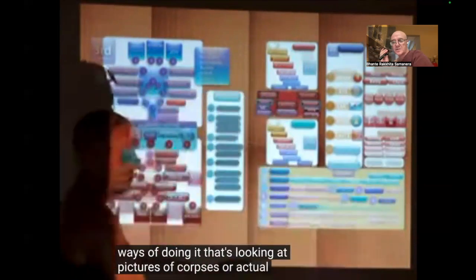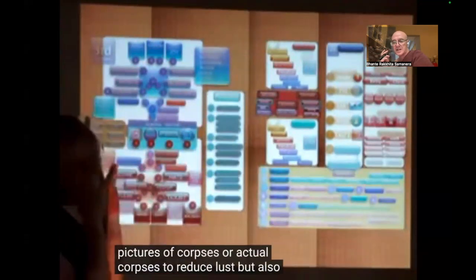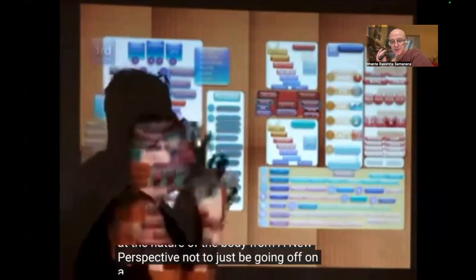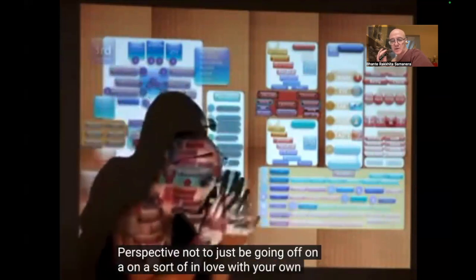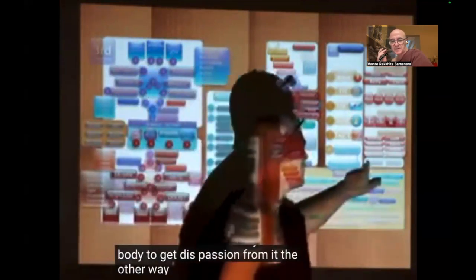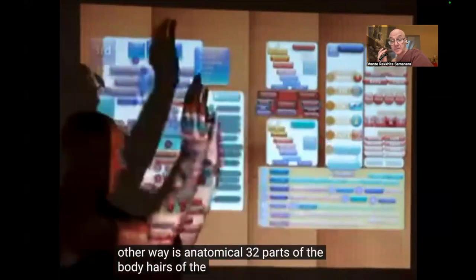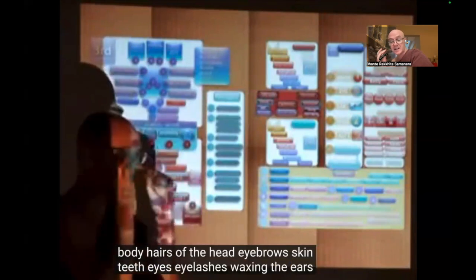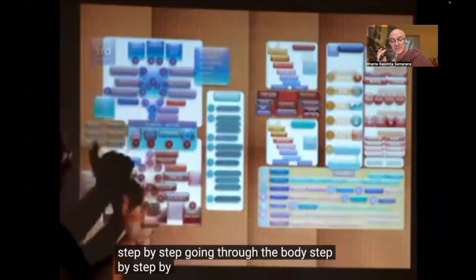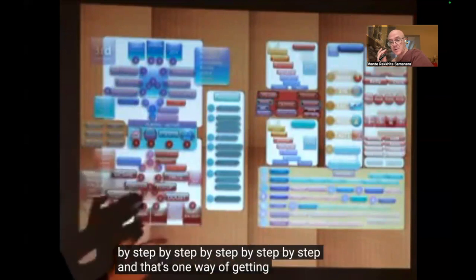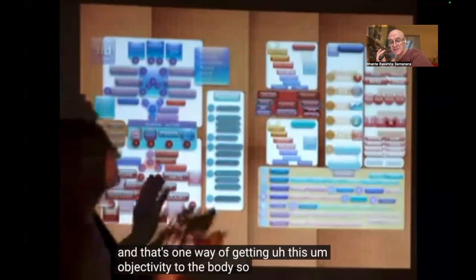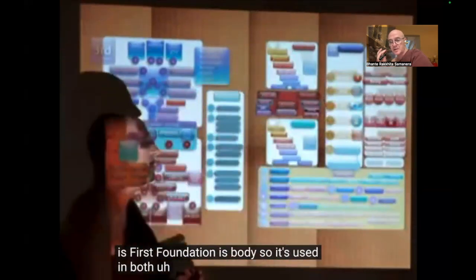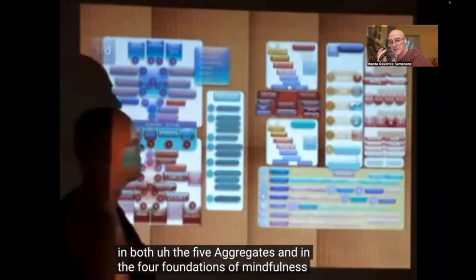That's looking at pictures of corpses or actual corpses, to reduce lust, but also to look at the nature of the body from a new perspective, not to just be going off on a sort of in love with your own body, to get dispassion from it. The other way is anatomical, 32 parts of the body: hairs of the head, eyebrows, skin, teeth, eyes, eyelashes, waxing the ears, going through the body step by step. And that's one way of getting this objectivity to the body. So the first foundation is body. It's used in both the 5 aggregates and in the 4 foundations of mindfulness.